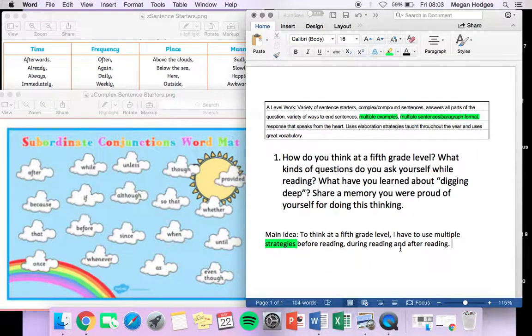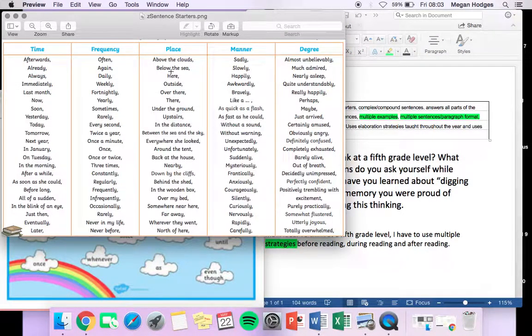So I'm going to go ahead, instead of just listing them and naming them, I'm going to make sure I talk about each one. So I know the next part is my examples. So I'm going to go over here and I'm going to look for a sentence starter to make sure I'm working at that fifth grade level. I like this one. Regularly, which means often, or frequently, which also means often or a lot. So if it's a sentence starter, it's got to start my sentence.